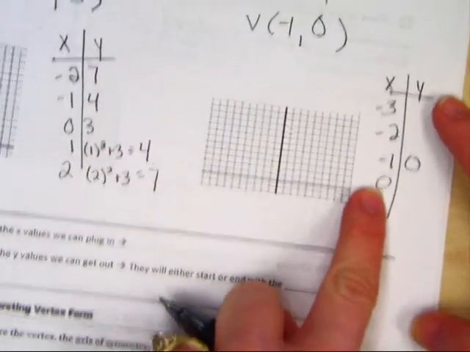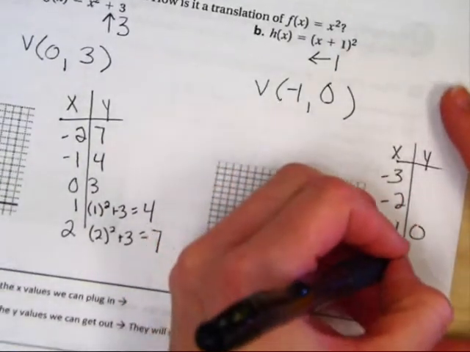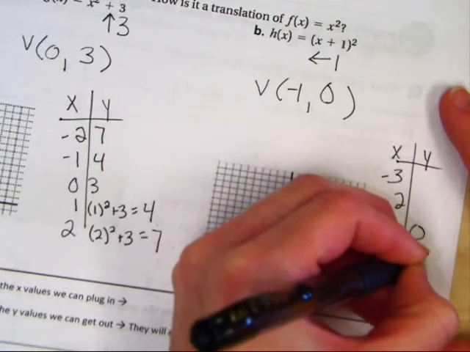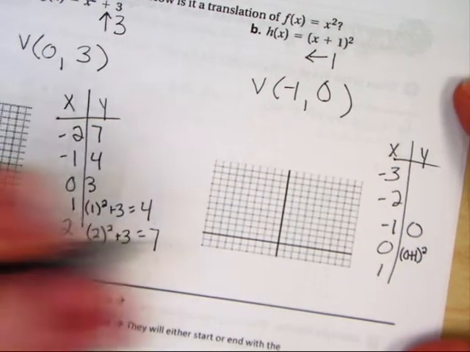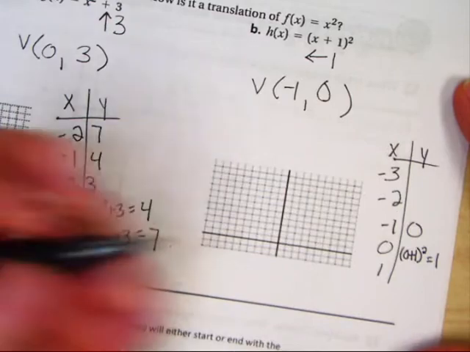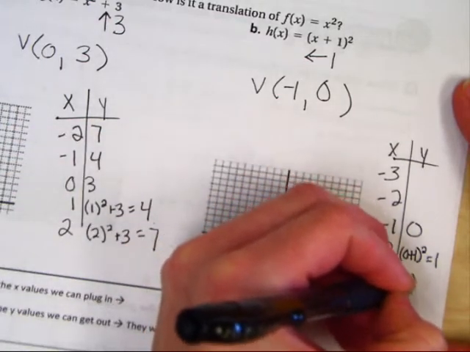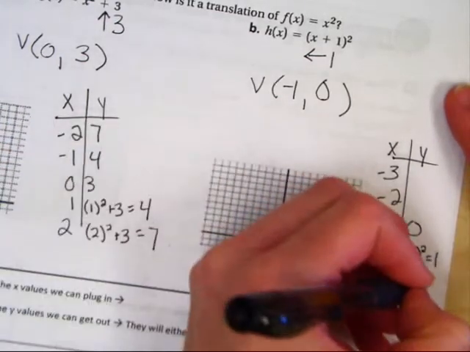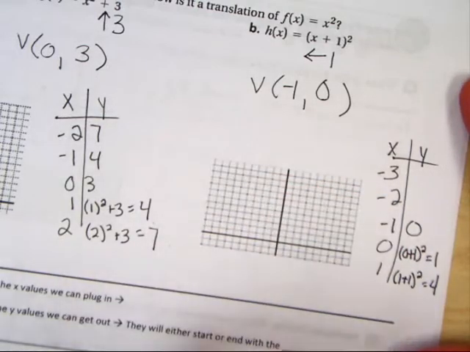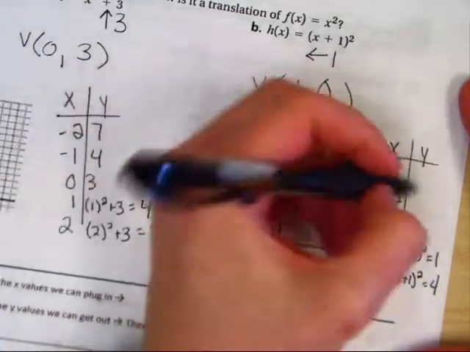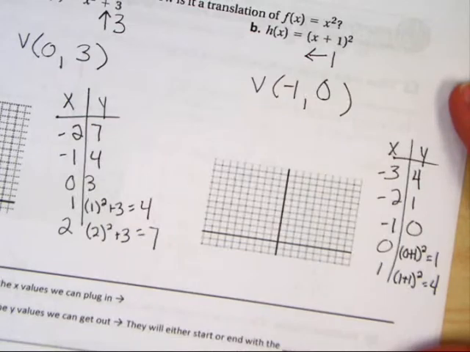Let's plug in 0 now into this top equation. So we do 0 plus 1, and then we square. Well, 0 plus 1 is 1, squared is 1. Okay, do the same thing. Add first. 1 plus 1 is 2, 2 squared is 4. If you don't trust yourself, plug in the other ones. You will get 1 and 4 again.